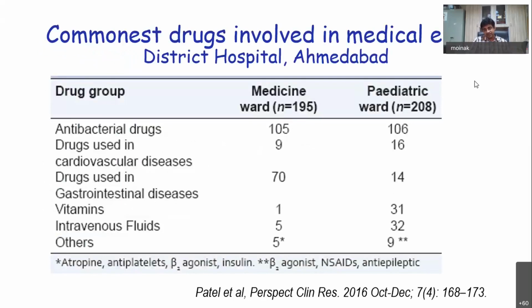Now I'll give you some facts. This is a survey done in a district hospital in Ahmedabad. In this, they looked at the commonest drugs that are involved in medical error. And they have seen, like I've shown you in the previous slides, that antibacterial drugs and the drugs used in gastrointestinal diseases most often have medical errors, both in the medical ward as well as the pediatric ward.